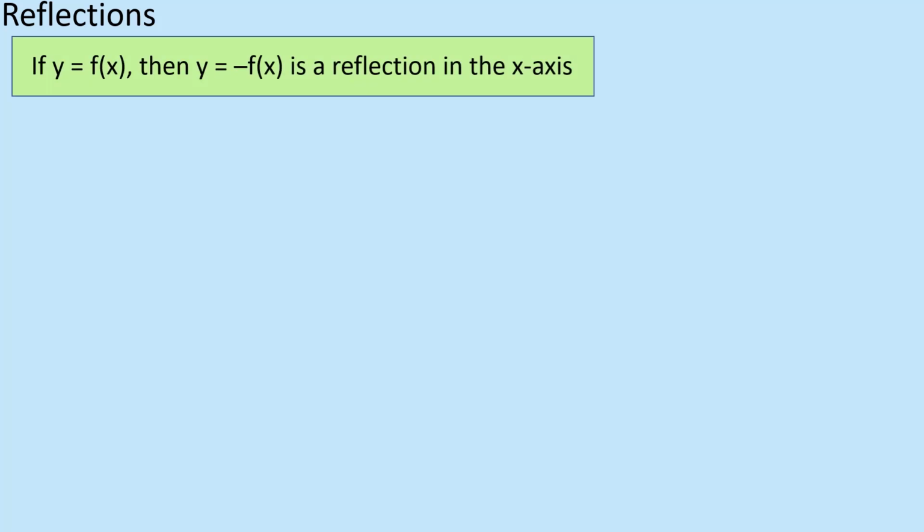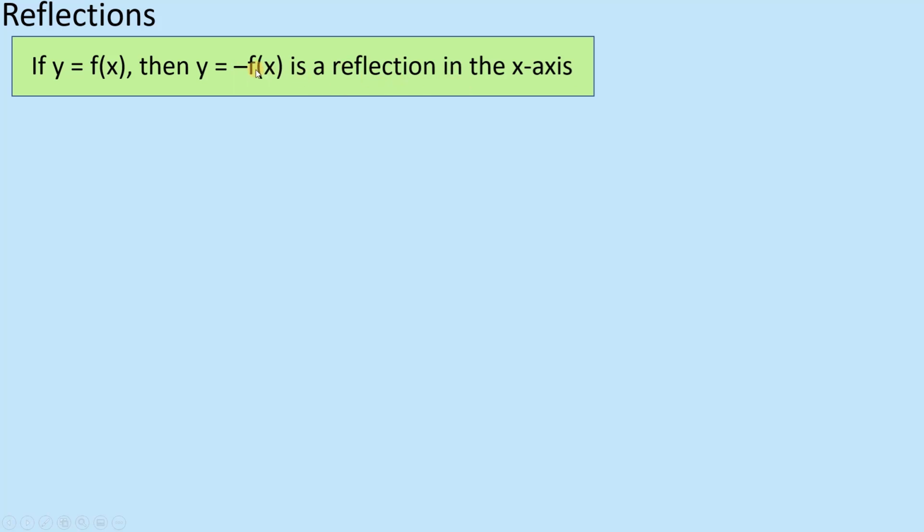So last one, reflections. So we've looked at the previous two, and this follows the same kind of idea. So this one is y equals minus f(x). So the minus is on the outside, and this is a reflection in the x-axis.